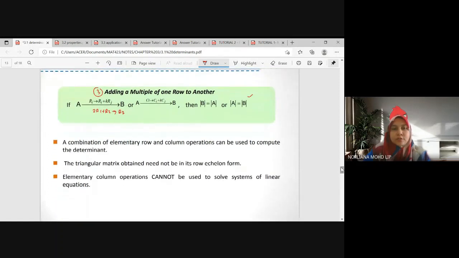A combination of elementary row or column operations can be used to compute the determinant. So we can combine the elementary row or elementary column operations. The triangular matrix obtained need not be in its row echelon form. And the elementary column operation cannot be used to solve a system of linear equations. It can only be used to solve the determinant. Column operations are only for the determinant.